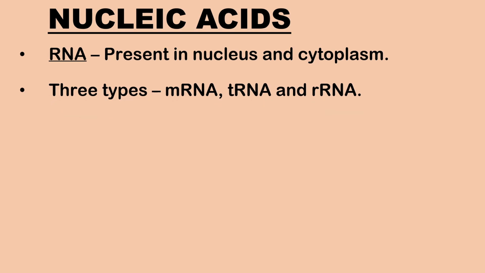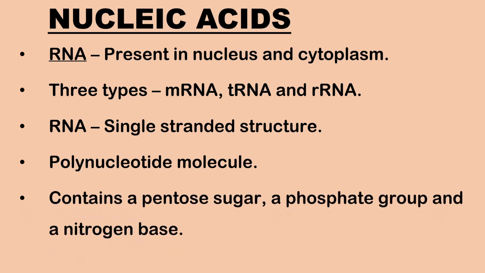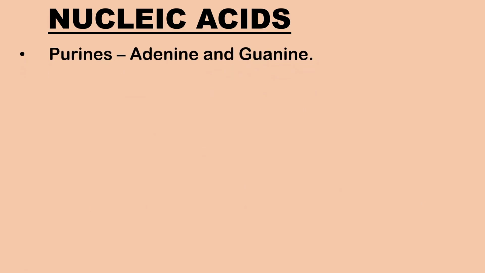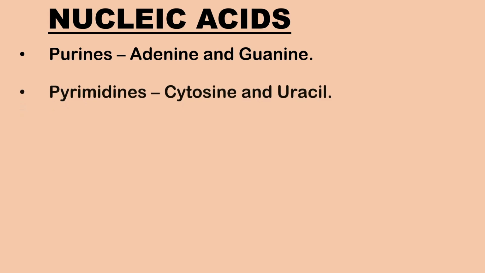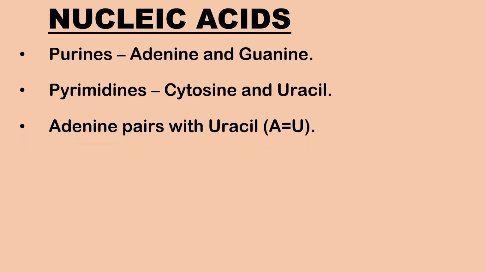They are of three types: messenger RNA, transfer RNA, and ribosomal RNA. RNA is a single-stranded structure. Chemically, it is a polynucleotide molecule. It contains a pentose sugar, a molecule of phosphate group, and a nitrogen base. Adenine and guanine are the purines, while cytosine and uracil are the pyrimidines.